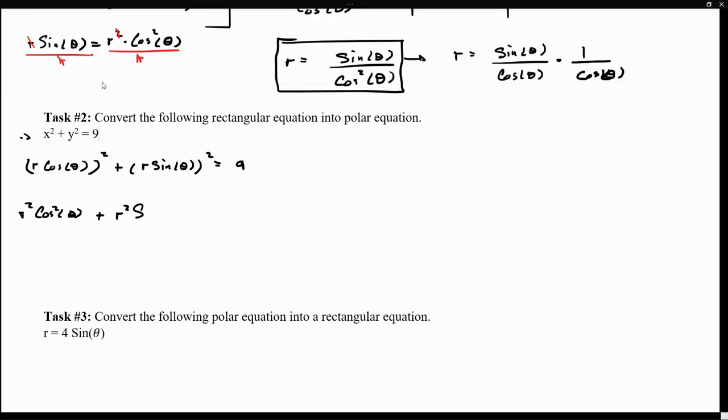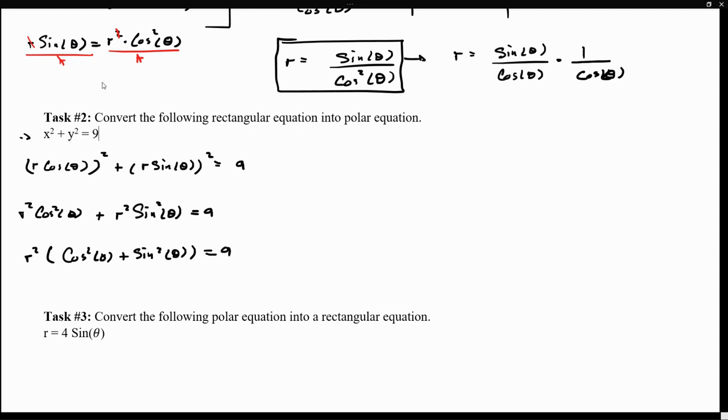We got r squared sine squared, that's equivalent to 9. And again, we want to rewrite everything in terms of r, or we want to isolate the r. So notice that here we can factor out an r squared. So we have r squared, and now we have cosine squared plus sine squared is equal to 9.